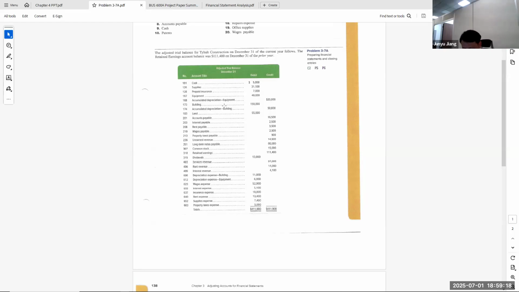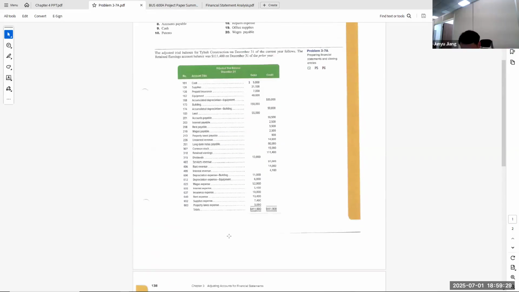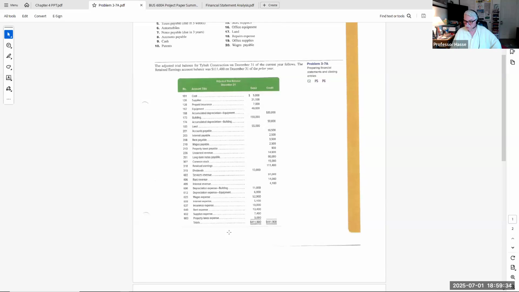I give you the adjusted trial balance. Now you sort it out in two areas. Do the necessary financial statements and then close the books. I'm not giving you a spreadsheet to do this on. I'd like you to set up a spreadsheet, or you can download the spreadsheets that we have from prior weeks and clear them out, use those as your template. That's not a problem. But I want you to set it up for this company, Tybalt Construction, prepare the financials, and close the books.